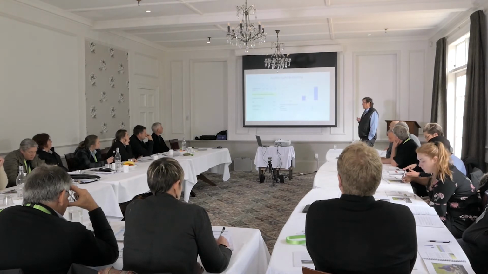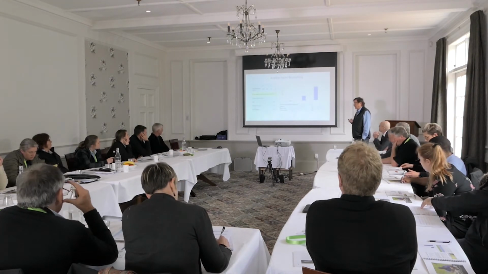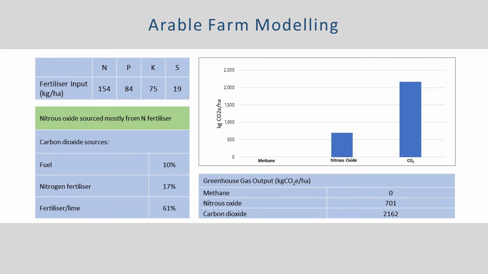And then just to move on, this is an arable farming example. There's maize in the Waikato. And there's a few key things, if you like. The first thing you notice, there's no methane because there's no animals, okay? So the main greenhouse gas emission from our arable farming is nitrous oxide, which is directly related to the amount of nitrogen fertiliser that we put on.